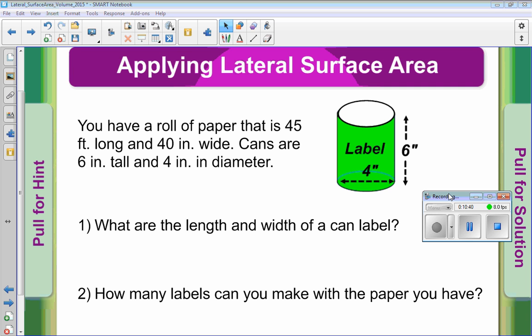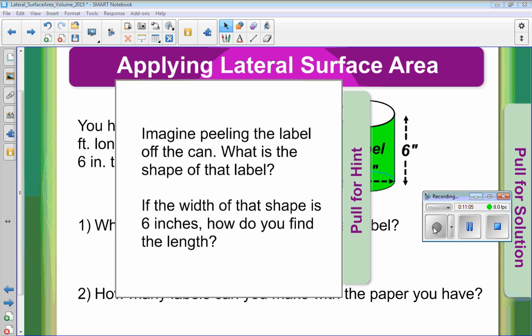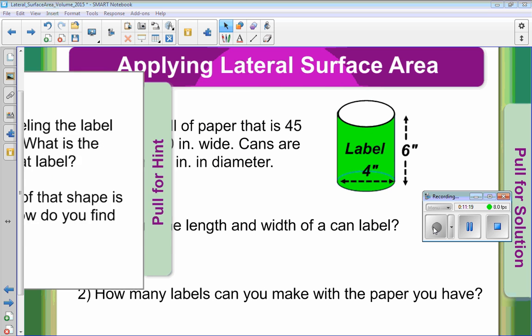So write it down. Think about how we could answer the length and the width of a can label and how we would use that to answer the question. Notice I have everything in inches. That's important to make sure that you're in the same unit. So I'm going to pull up a hint and see what the hint is. Imagine peeling the label off the can. I kind of did that demonstration with the toilet paper. The shape of the label is a rectangle, and we would know how to find it. So the hint's really what I already told you with the toilet paper, right? So we kind of already know.